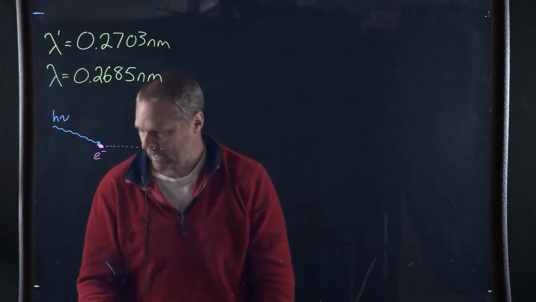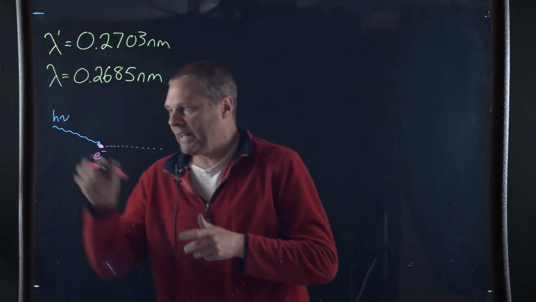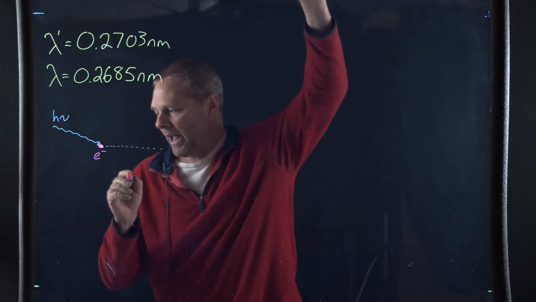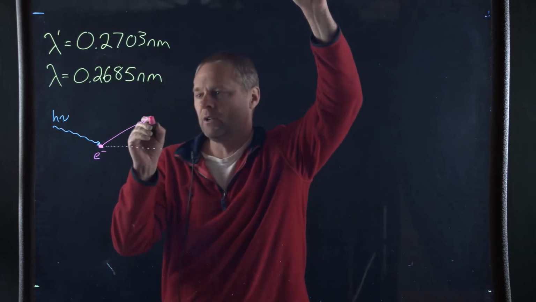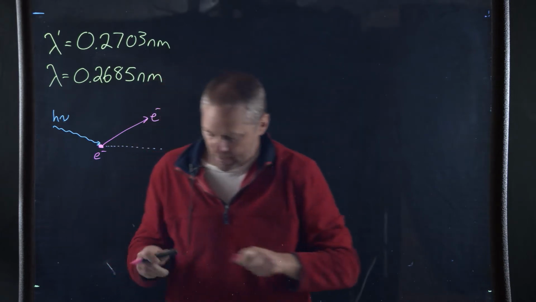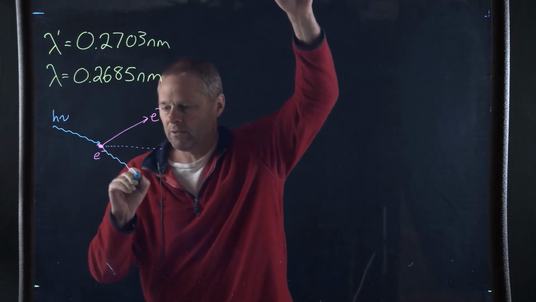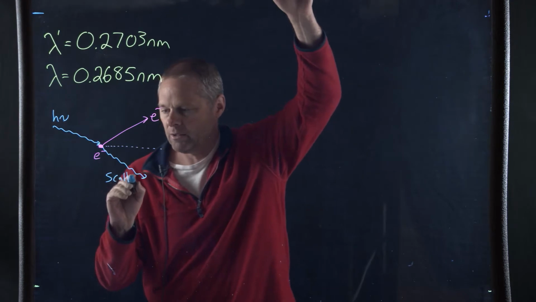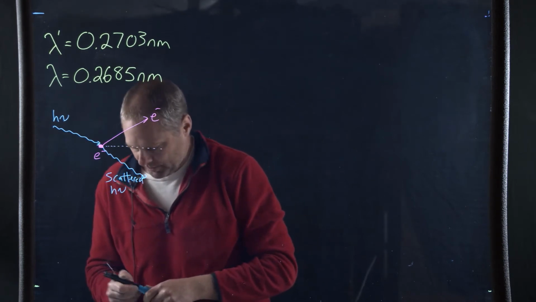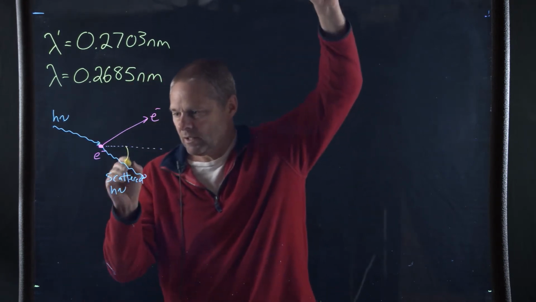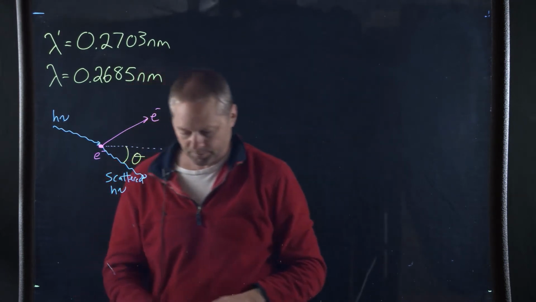When this electron, which is at rest, not moving, gets hit with this light, the electron gets recoiled in some direction. And the photon, or the light, gets scattered. So this is scattered light. Now there's going to be an angle at which that scattered light is going to scatter relative to some axis.